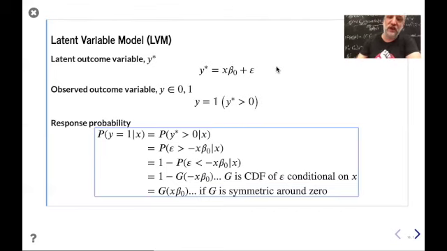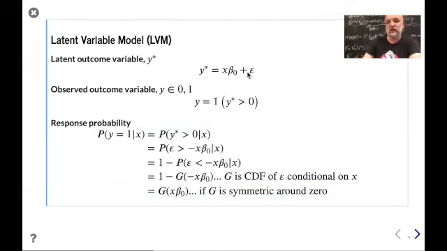So by specifying what the distribution of the error term is and specifying the model like we have done, we have a full parametric specification for the response probability, which is kind of what we want in order to be able to explain the outcome, the probability of y equal to 1 conditional on x.